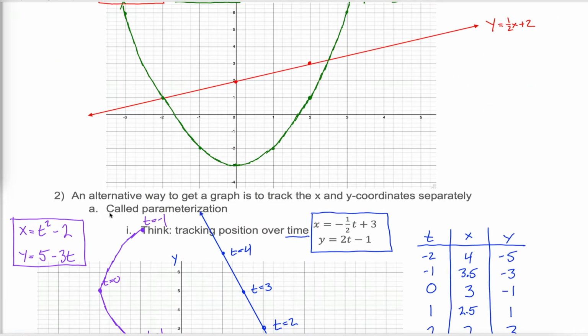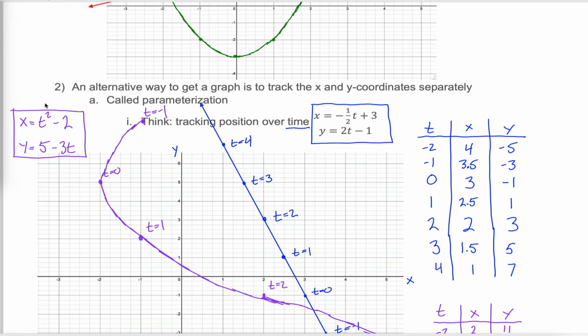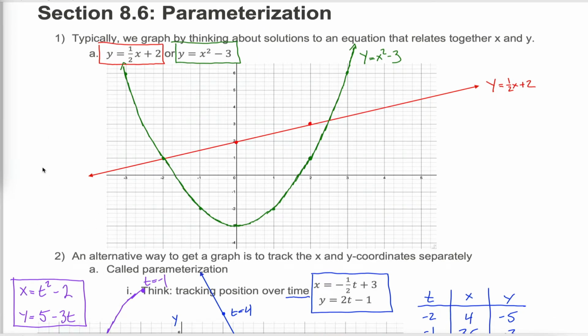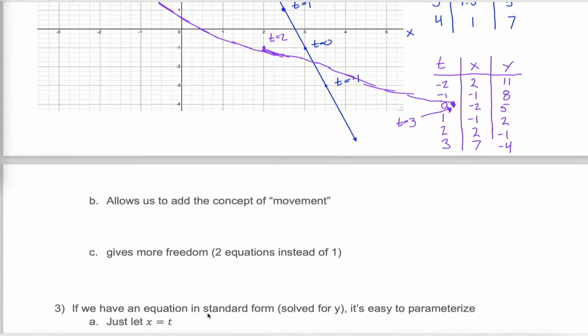As I mentioned last time, having two different equations gives you a lot more freedom and kind of adds some cool features to these graphs, like the concept of movement and the concept of speed. From the last video, we learned how to come up with the graph if you have parameterized equations. We already knew how to come up with the graph if you had the standard form of the equation. In this video, I want to talk about going back and forth between the two.